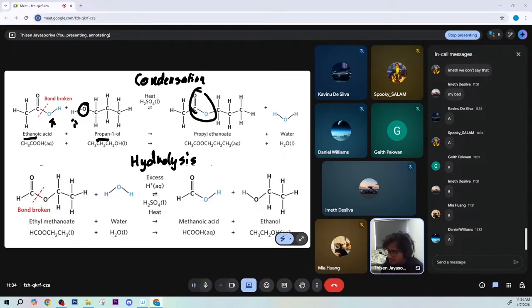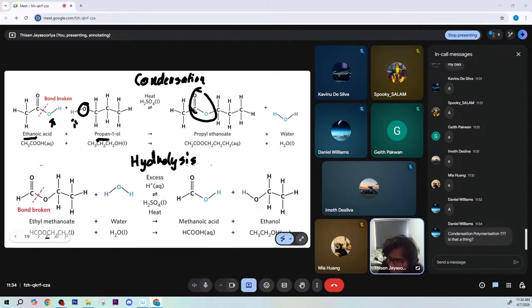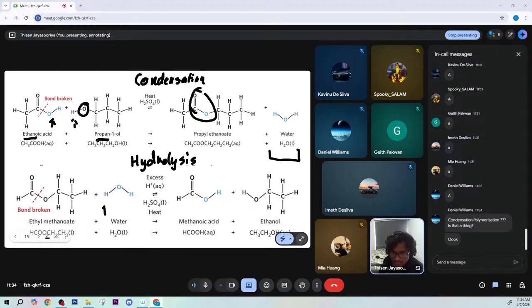Does that make sense? And then here, what we can see is that the hydrolysis is just the reverse reaction of it. Condensation polymerization, is that a thing? Yes, it is, but we're not looking at it right now. We're just looking at basic condensation reactions. So condensation reactions produce water. That's the big thing you want to remember. And hydrolysis reactions use water. They're just reverse reactions of each other.